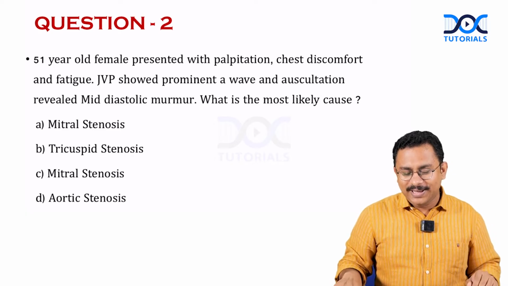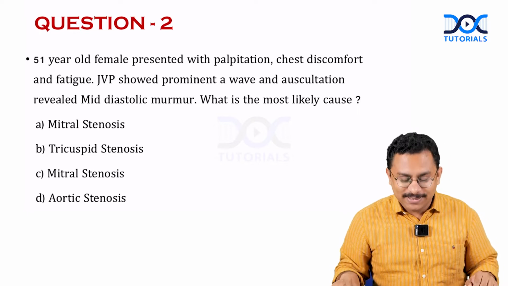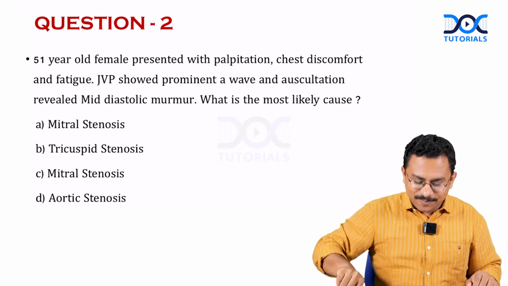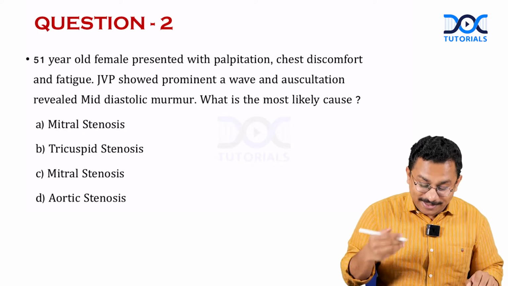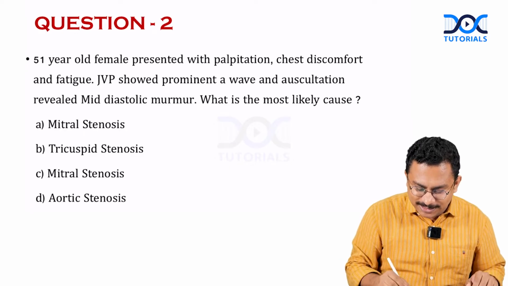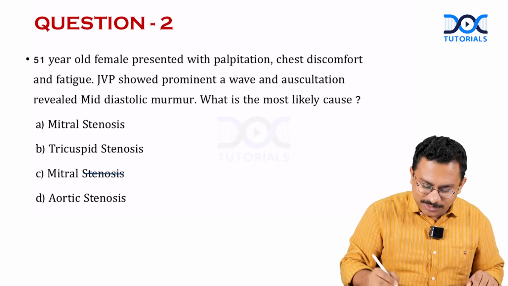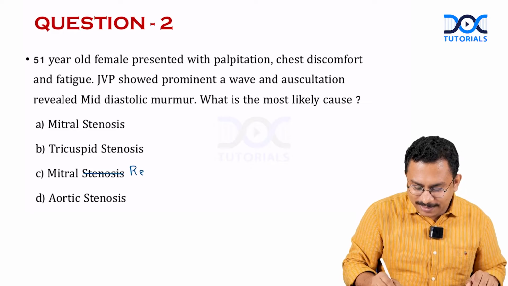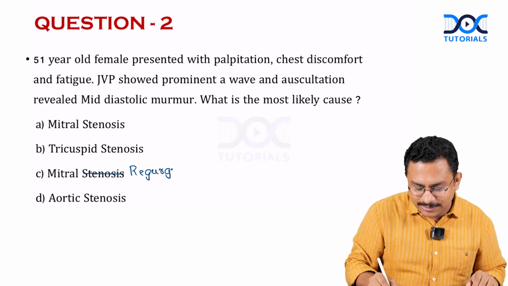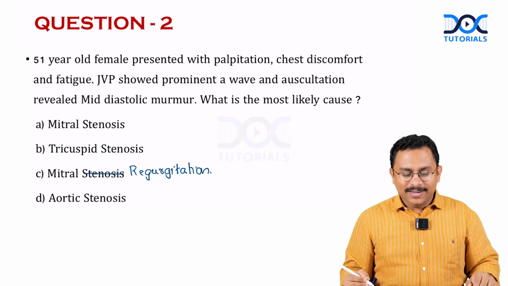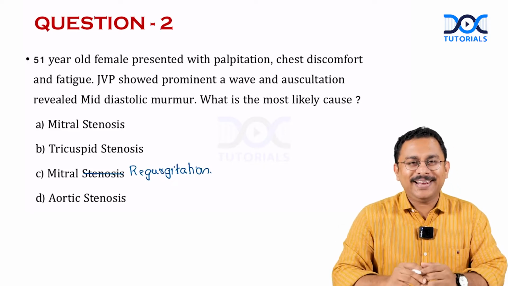What is the most likely cause? Options are mitral stenosis, tricuspid stenosis. Then the third option was mitral regurgitation, and the last option was aortic stenosis. So what is the likely cause here?